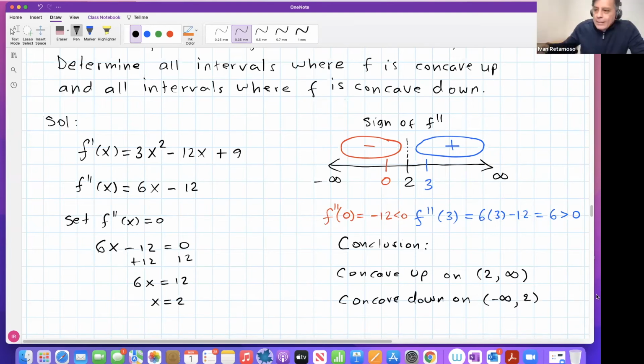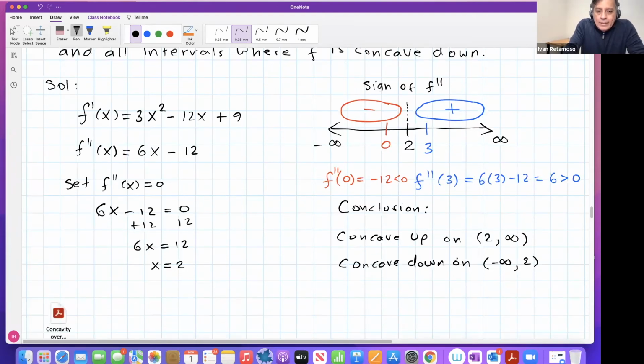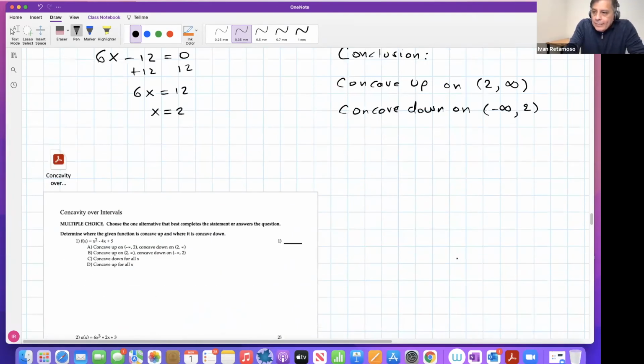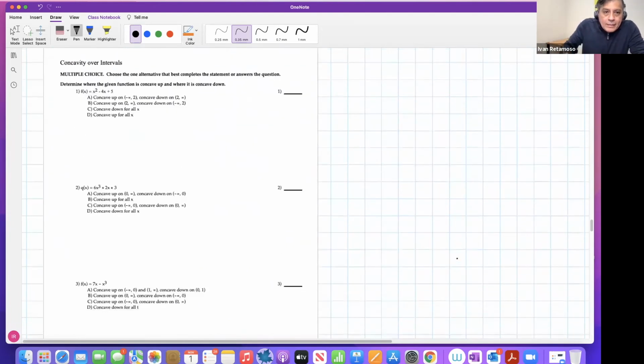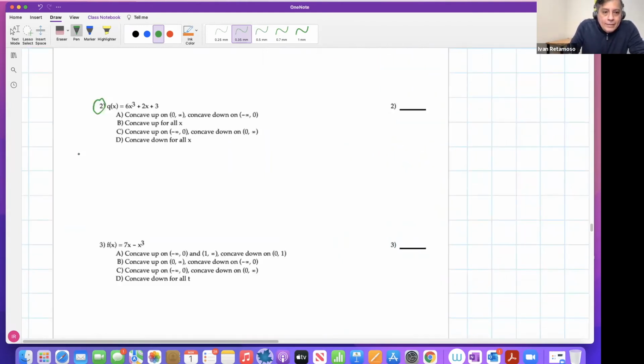That's it. So this is the first thing we have to kind of master: how to figure out when the function is concave up and when it's concave down. It will help us to identify the shape of the graph. So I want you to try, just like I did that exercise, this one. Figure out where this function is concave up and where it is concave down. Hint: get the second derivative. Remember, the second derivative controls the concavity.